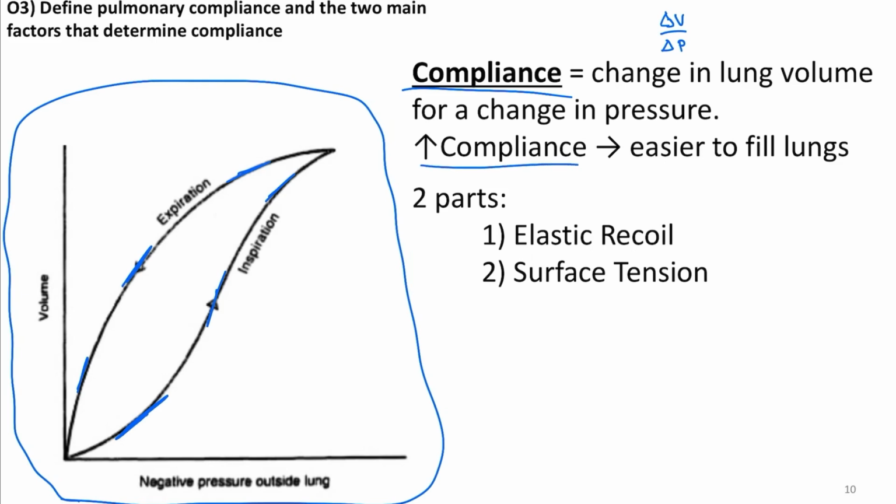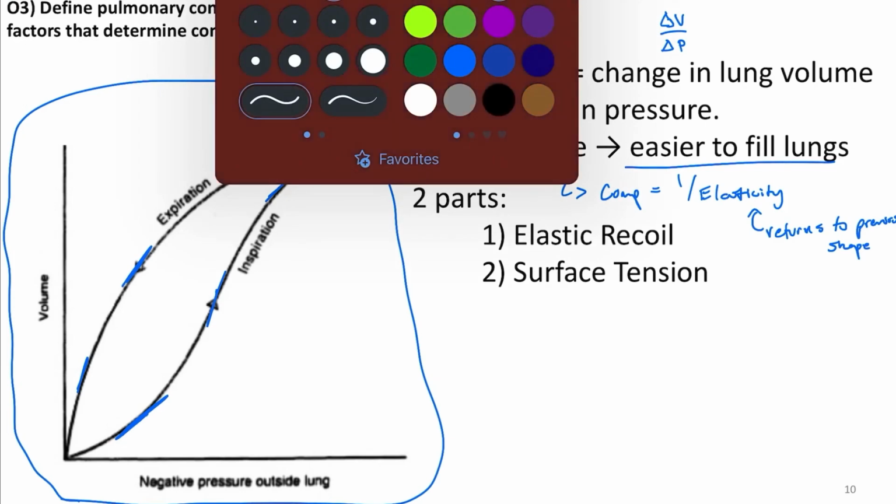Increased compliance is going to mean an easier time filling the lungs, and additionally, compliance is equal to 1 over the elasticity. I believe the elasticity implies the ease at which the lung actually returns to its previous shape. So if you have a very compliant lung, it's going to be really easily deformable and really easy to expand, but because of that, it's really hard to get it to contract back and recoil back to its previous small, ideal state.